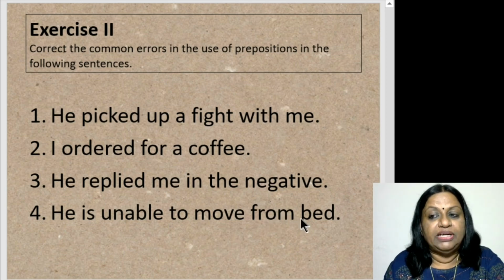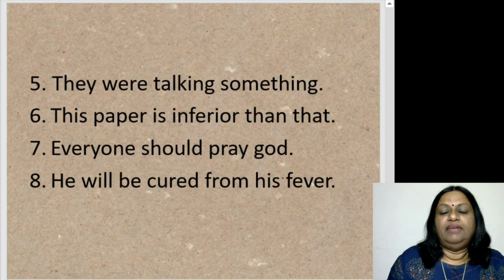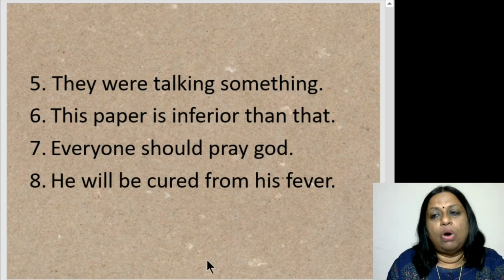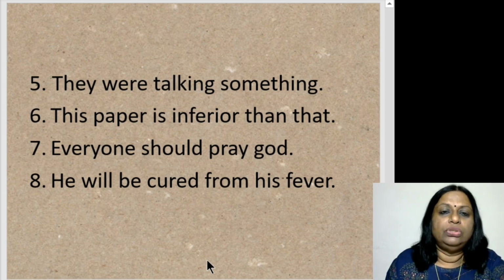The preposition is okay, but you need the corresponding personal pronoun that would go with he, and with the preposition would be him. He is unable to move from his bed. All right, let's move on. Let's look at sentence 5. They were talking something. So you need to add a preposition here. They were talking about something, or you can say they were talking of something. You can use about or of.